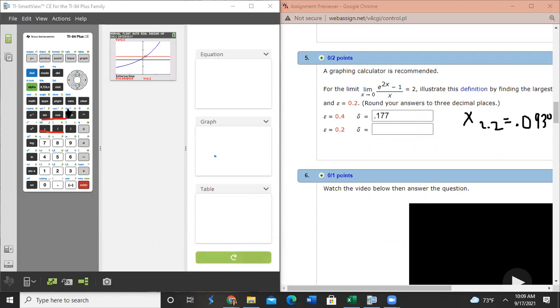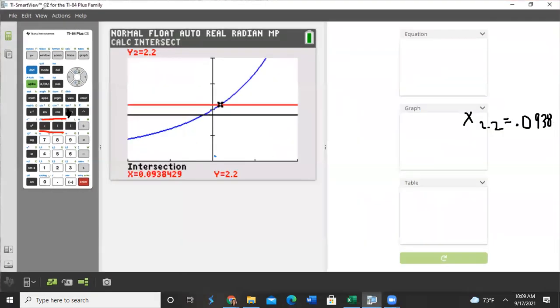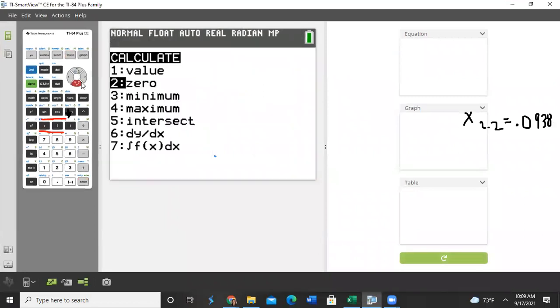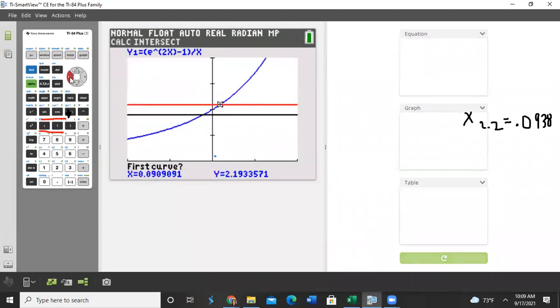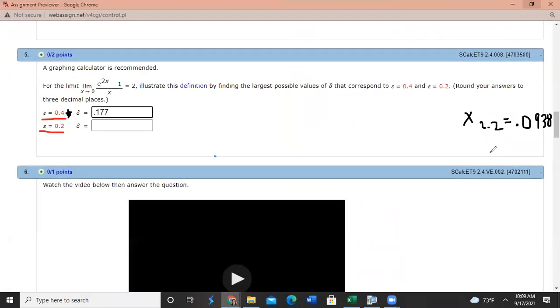And we're going to do the same thing again, but for 1.8. So we'll do second trace, intersect, and then we'll scroll over a little bit closer to the one we're looking for. And now see how here it says second curve? That is not the curve we want. We want the other one. So you just have to arrow key down to make sure that it's talking about the equation that we're looking for. And so you'll see the X value there is negative 0.1073. So I'll write that down. X of 1.8.